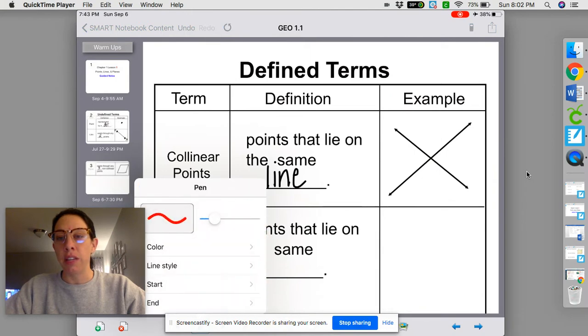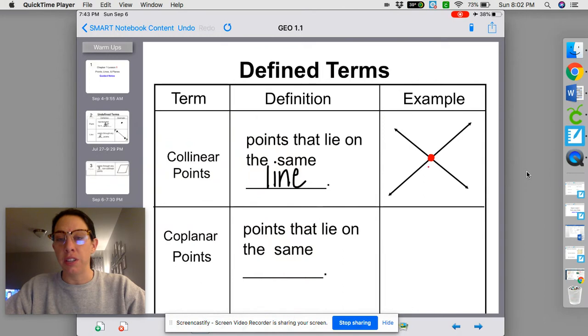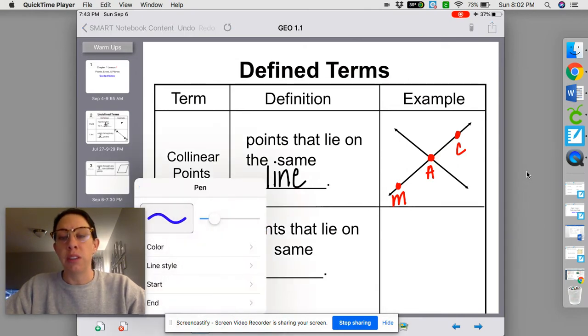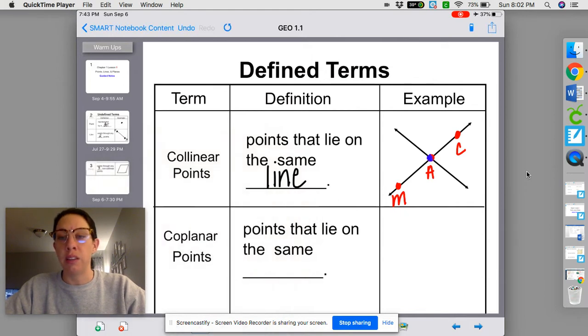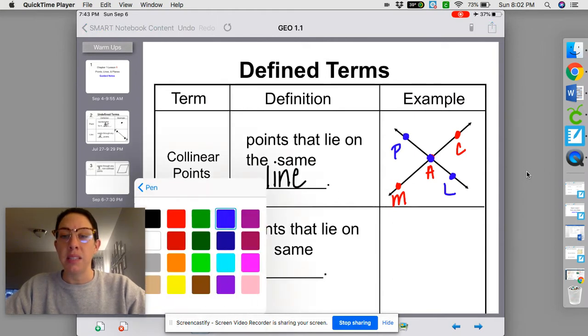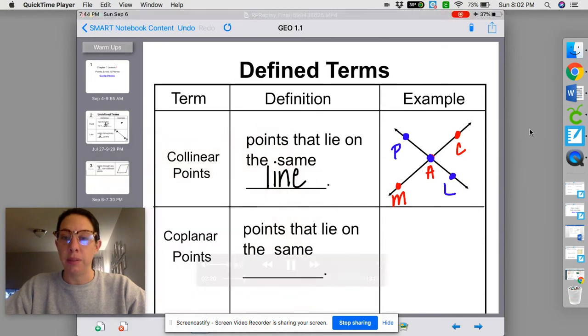So I could draw some points that are on these two lines right here. These lines are actually intersecting, but I could have point A and point C. So A and C would be collinear. They would also be collinear with point M. But if I draw some other points on the other line, which still has point A, then points A, L, and P are collinear, but P is not collinear with M.